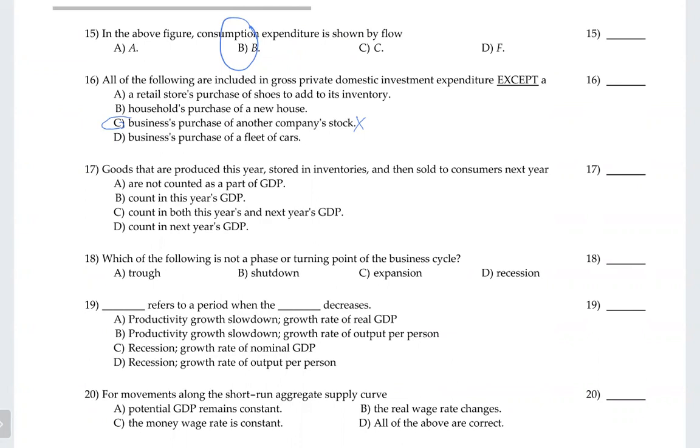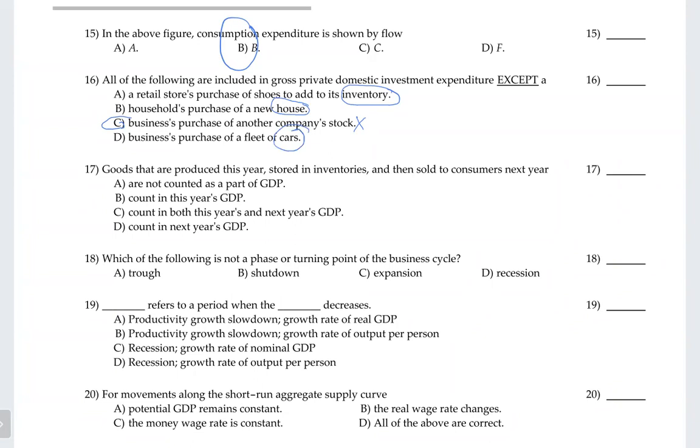Retail stores purchase of shoes to add to its inventory. This is called inventory investment. Household purchase of new house. This is durable goods, and this is also called investment. Business purchase of fleet of cars. That's another good example of investment.